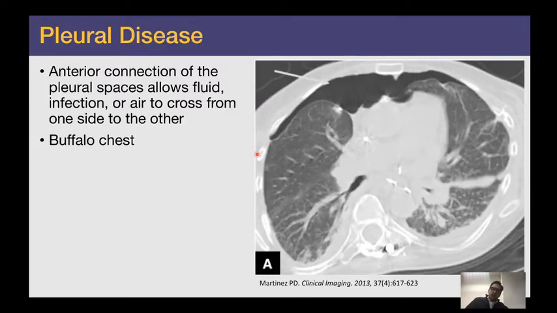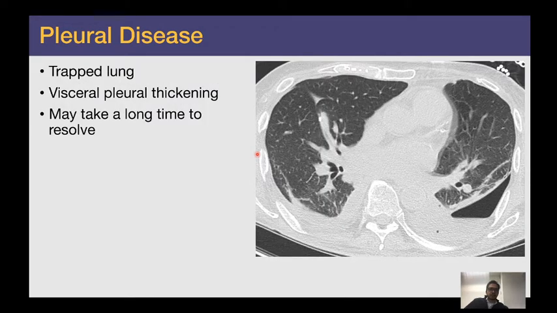And then another bad thing about lung transplant is that the left and the right chest cavities are frequently connected with each other when you do a bilateral lung transplant. And this is something called a buffalo chest. So if you have a pneumothorax on one side, it'll probably go to the other side. If you have an infection in one side, it'll probably go to the other side. Okay, so pleural disease is a common complication after transplant.